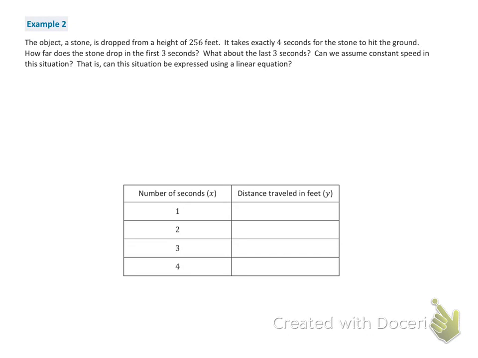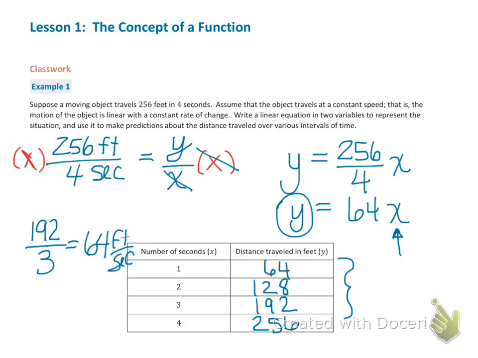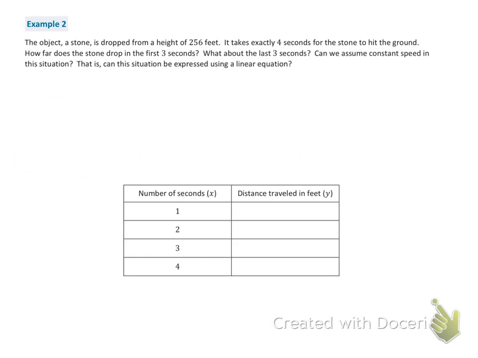Okay, so here's a little bit more information now. In example 1, we had the same numbers, but we assumed constant speed. So with a falling object, can we assume constant speed? You may remember a little bit from 8th grade science, the beginning of the year, force and motion, about this topic, whether we can assume constant speed or not.